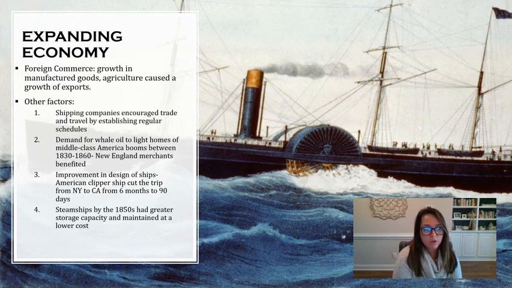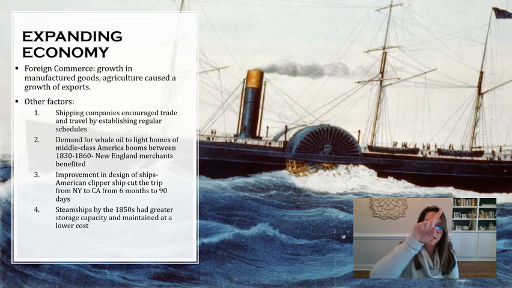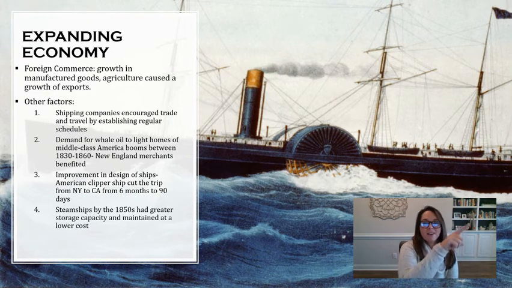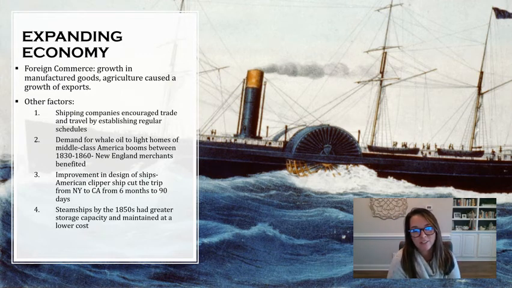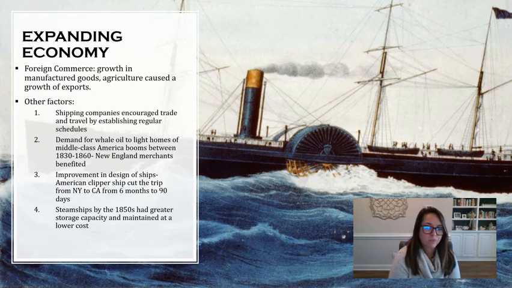Ships are going to become better, so they go from the clipper. The quickest way to get to the gold fields in California was not going overland, but instead purchasing a ticket that left New York and going around South America and back up towards California. That was one of the quicker ways. And then by the 1850s, you have steamships, which are even quicker, with larger capacity to store goods and a lower cost as well. So all of that, with technology, was promoting American trade.